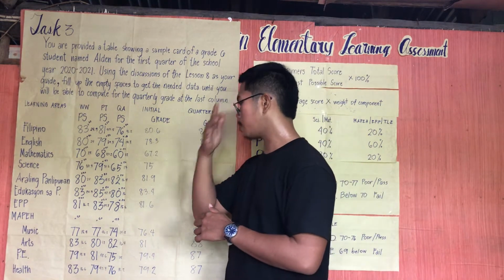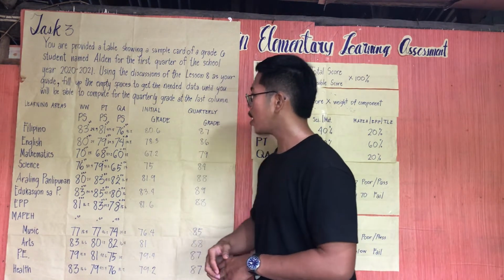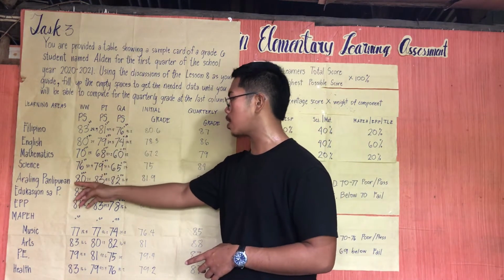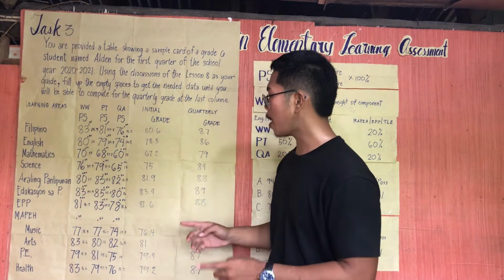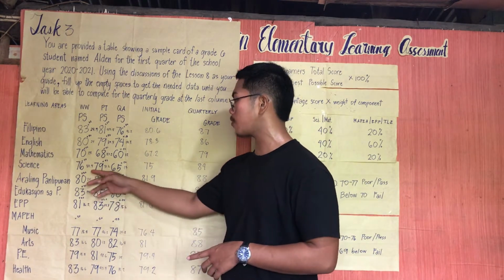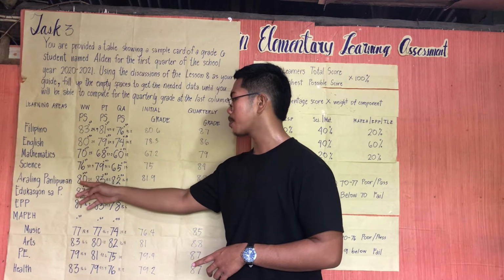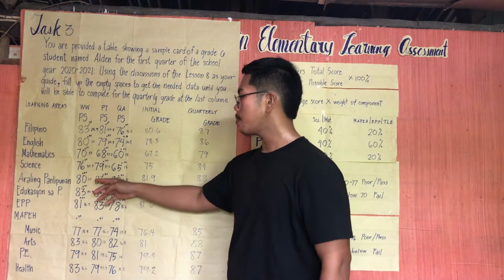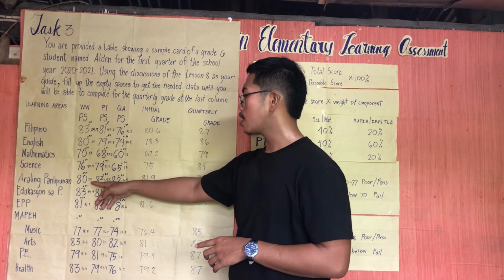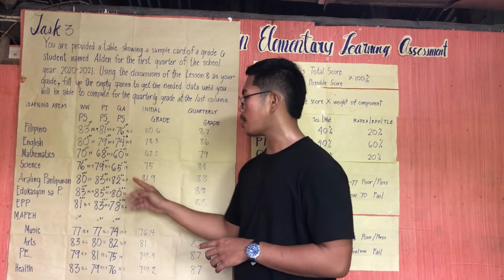Okay, for the another subject, Araling Panlipunan, we got the given percentage score for the written works of Araling Panlipunan is 80, and we multiply it by 30 because 30 is the corresponding weight of component for the subject of Araling Panlipunan. Okay, so we came out 24 for the answer, 80 times 30.